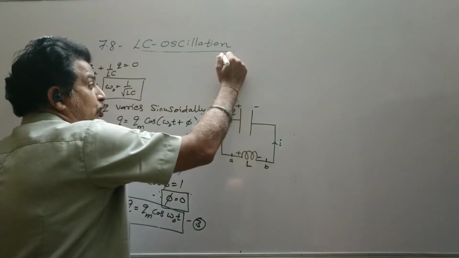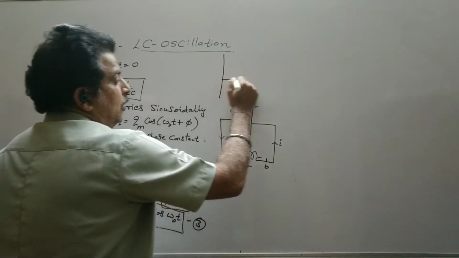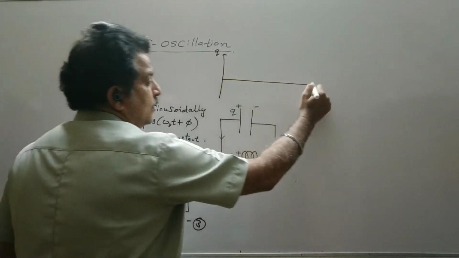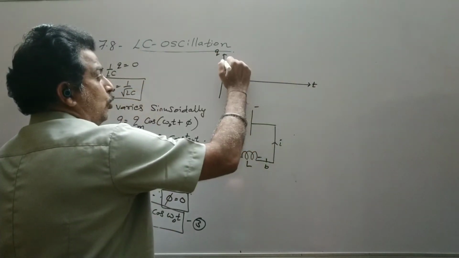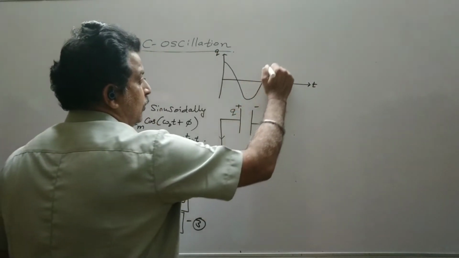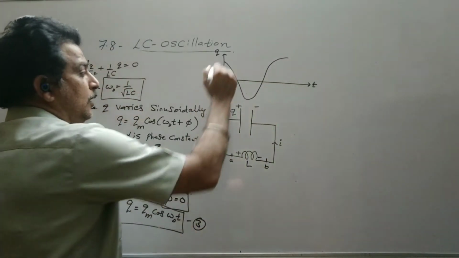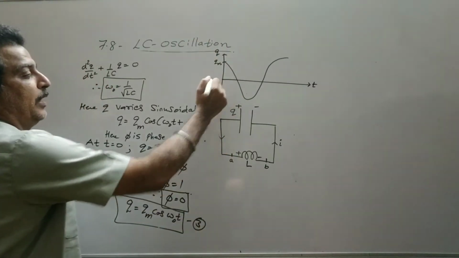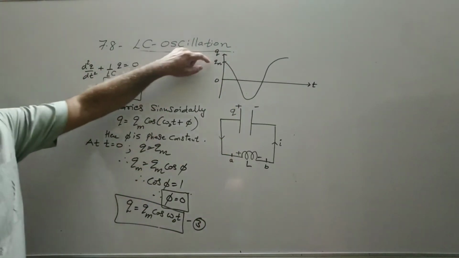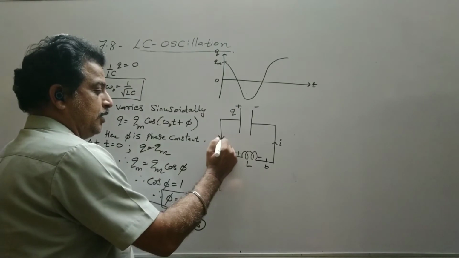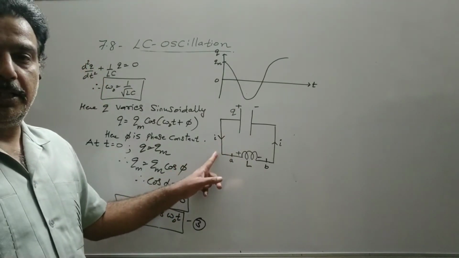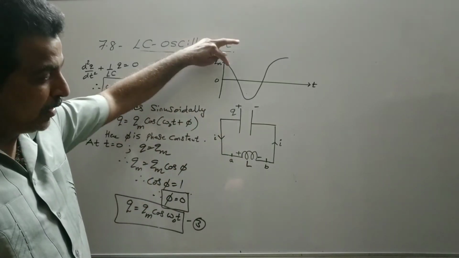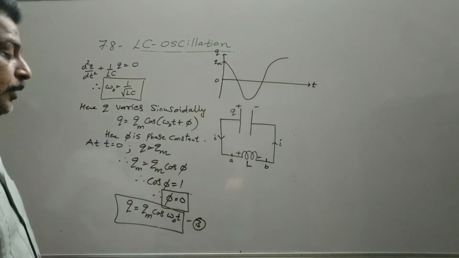So we draw a graph of the charge. That is Q versus t here. It should be a cosine graph. So this is the situation. This value is Qm, the maximum value. Now as soon as the circuit is completed, the current starts flowing in it. So the current starts increasing, and the charge starts decreasing here.